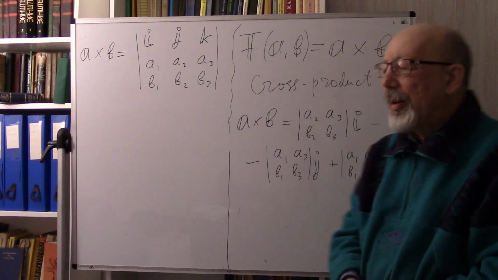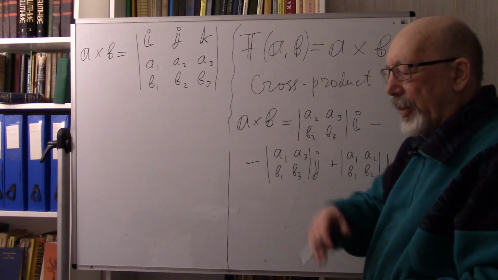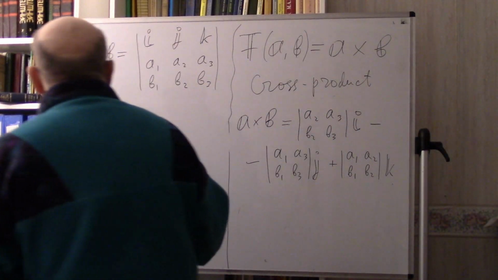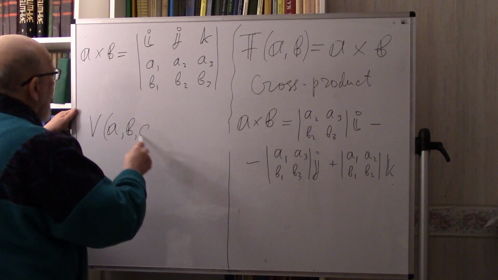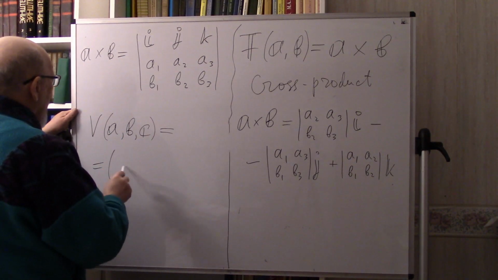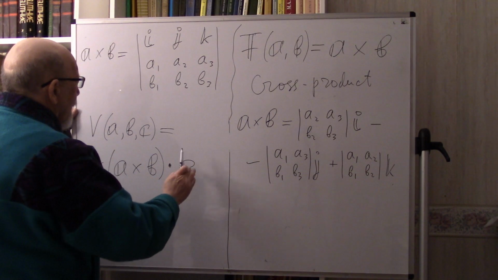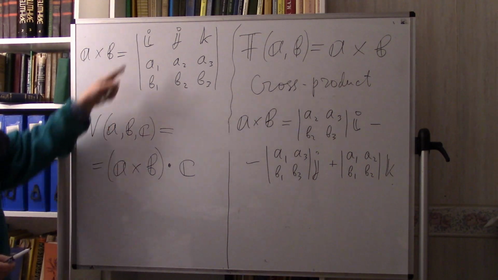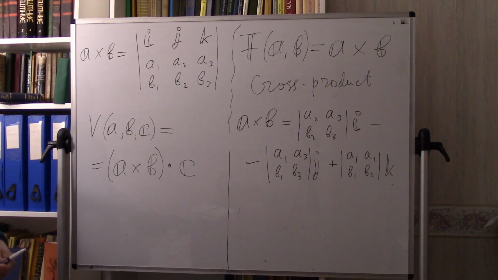In what follows, we'll have numerous applications of the cross product. The first application, if you go back, is to find the volume of the parallelepiped spanned by three vectors. So now the volume of the parallelepiped equals A cross B dot C. We find A cross B by this formula, and after we find this vector, we find the dot product with C.